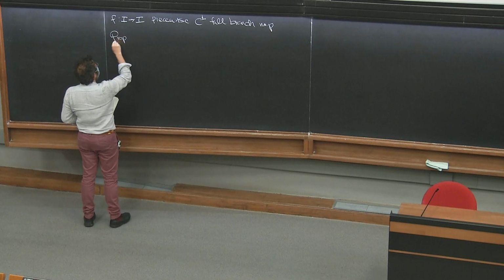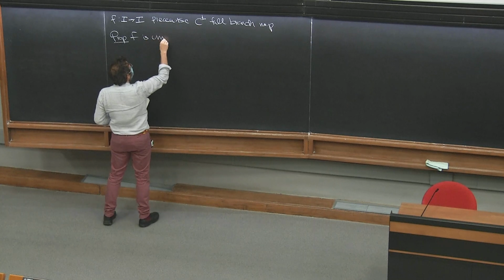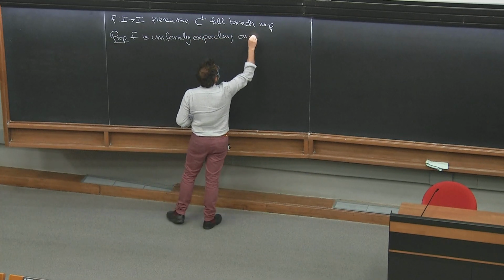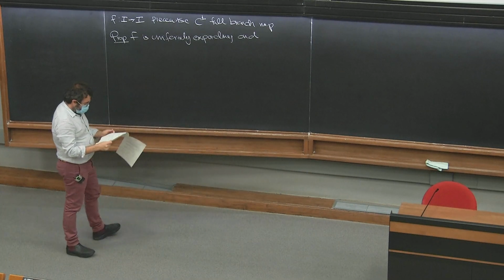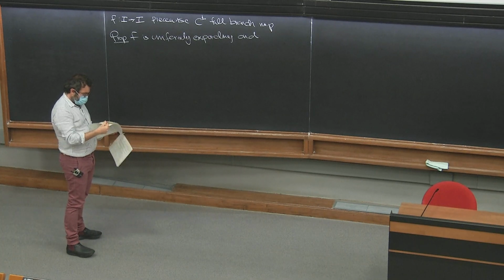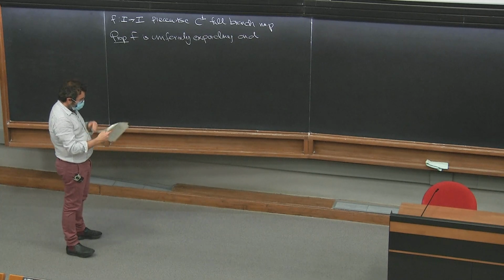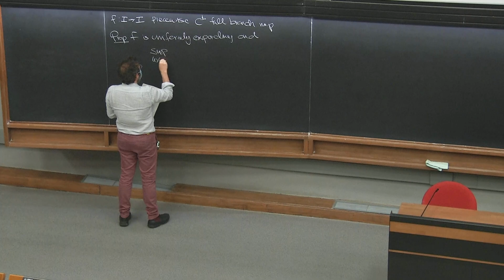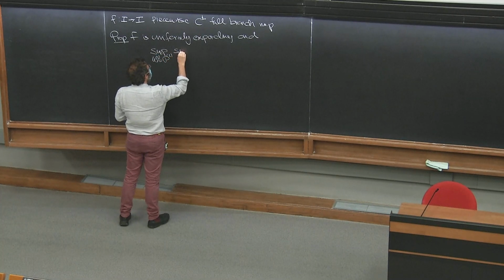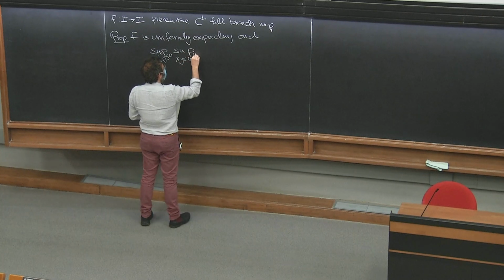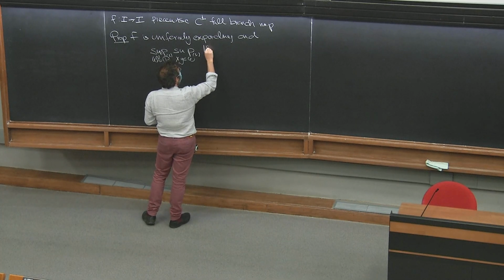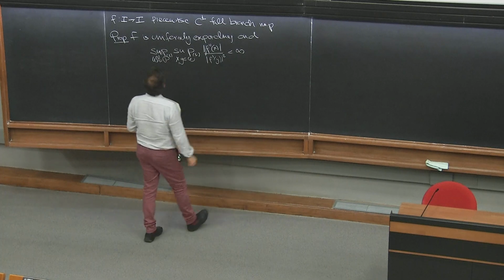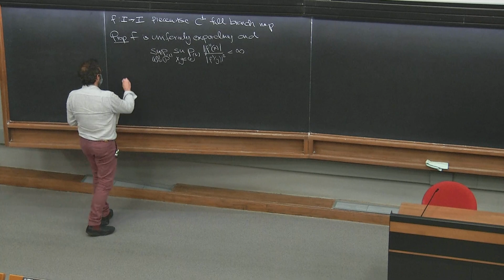So I stated the proposition saying that suppose that F is uniformly expanding and satisfies this condition, sometimes called the Rényi condition, which is that the supremum over all omega in P, so this is omega 1 in P1, and the supremum over all x, y in omega 1 of the second derivative over the first derivative squared is finite. Then F has bounded distortion.